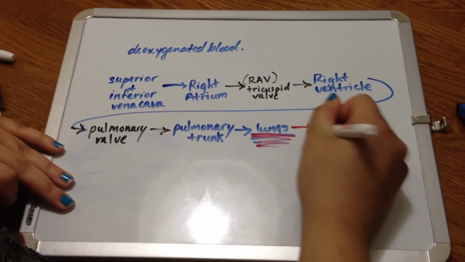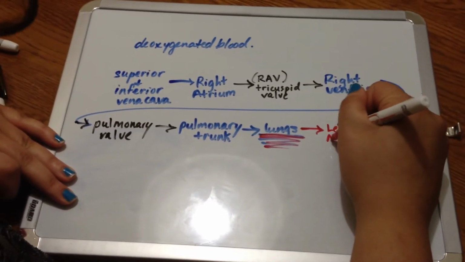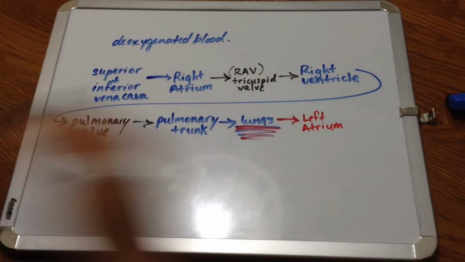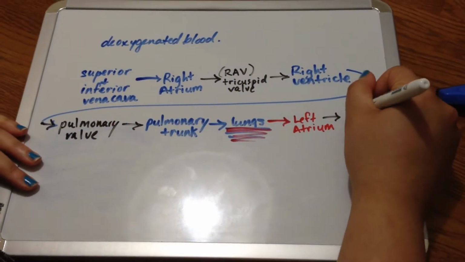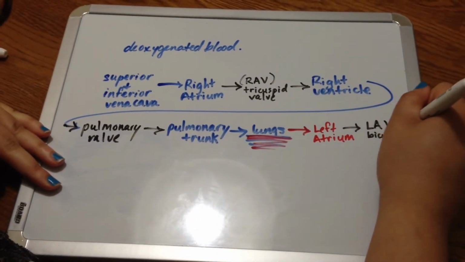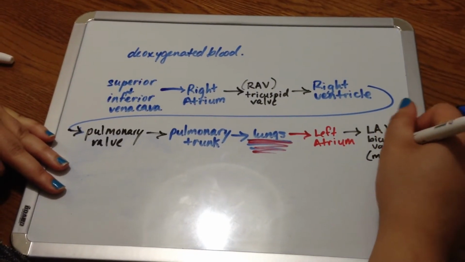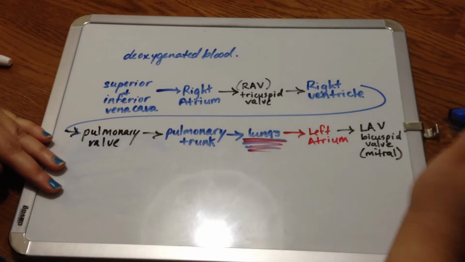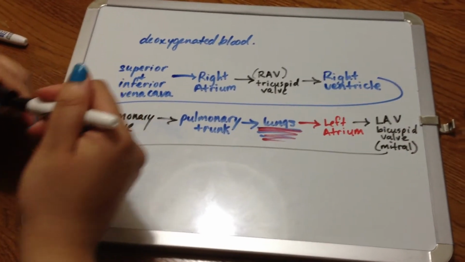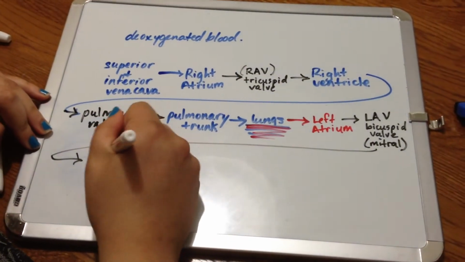So now I'm going to start going in red. Goes into the left atrium. Once again in black, the valve. This is going to be the left atrioventricular valve, also known as the bicuspid valve. And we also remember this one is also known as the mitral valve, that special name. This way. All right, red again. Now we're in the left ventricle.